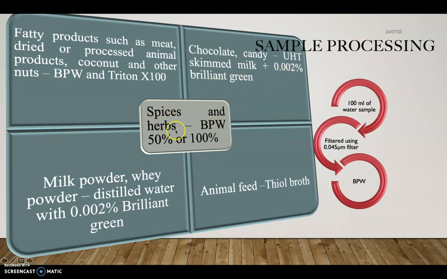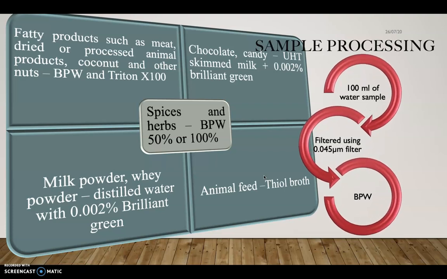For spices and herbs, we use the enrichment medium of buffered peptone water in the concentration of 50% or 100%. For milk powder and whey powder, we use distilled water in combination with 0.002% brilliant green. For animal feed, we use thiol broth. Why we use these is because these products contain some inhibitory substances. In order to overcome that, we have to add these types of surfactants and dyes.